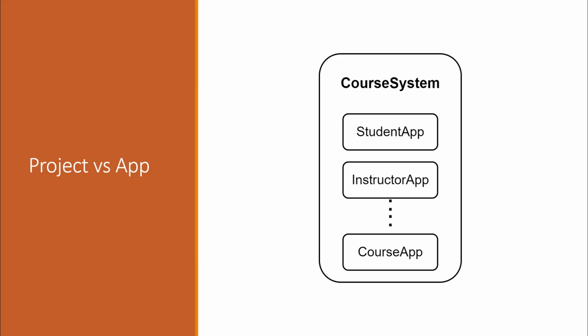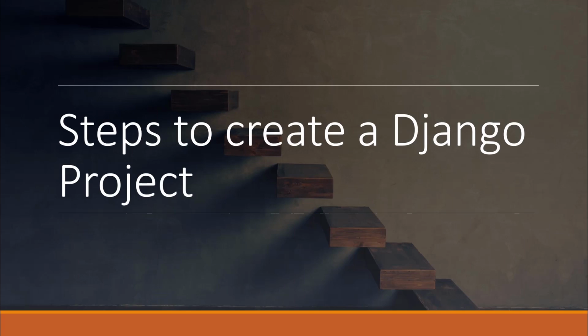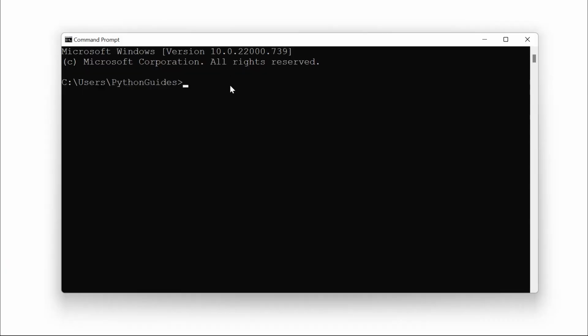Now let's move forward and understand how we can create a Django project. Before starting off with the steps to create the Django project, we need to make sure that we have created one virtual environment in which we have installed Django, and we have discussed this in the previous video. So I will continue from the previous video where I have created one virtual environment, myenv, and then in that environment I have installed Django. So I'm going to use that environment only. So I will open my command prompt. So here is my command prompt.